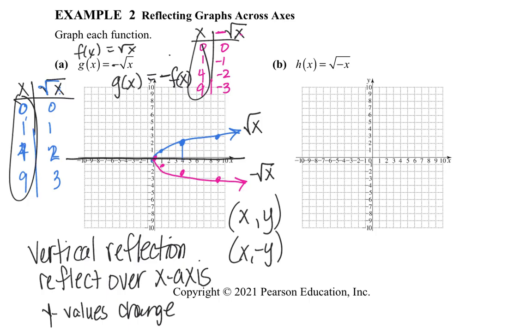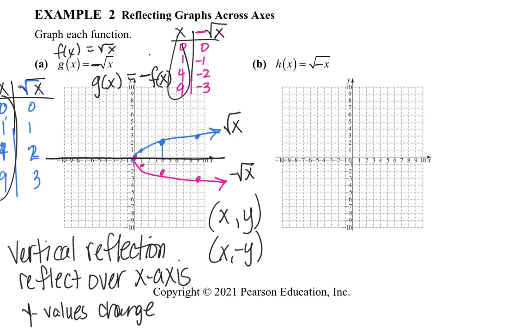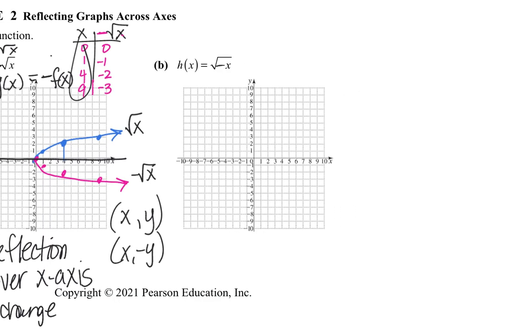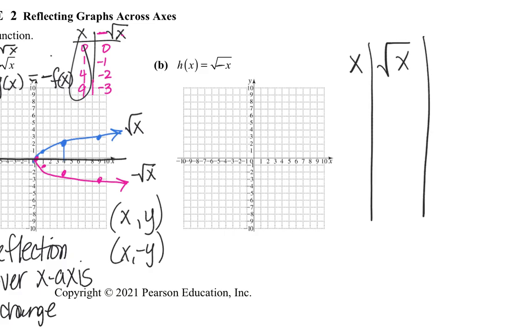All right, now let's look at example B. So we have the square root of negative x. So I want you to see the difference between when the negative sign is in front, so that means the whole function is negative, and when it's paired inside with the x, that means just the x is negative instead of the whole thing. So we're going to do our table again. So we have x, and then we have the square root of x. And then we have the square root of negative x.